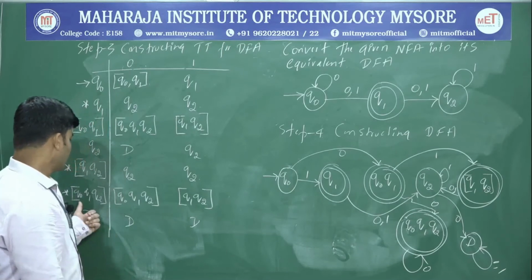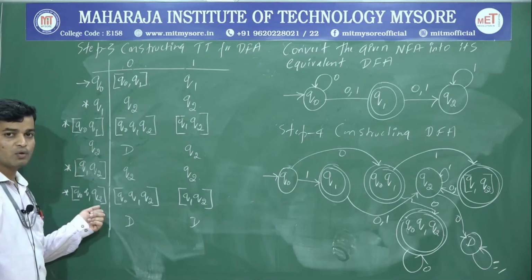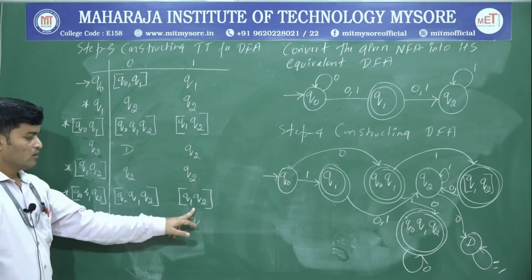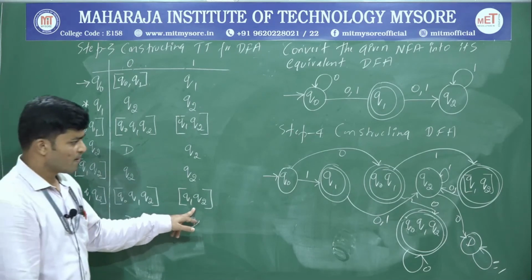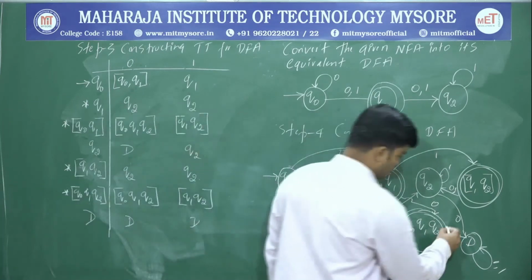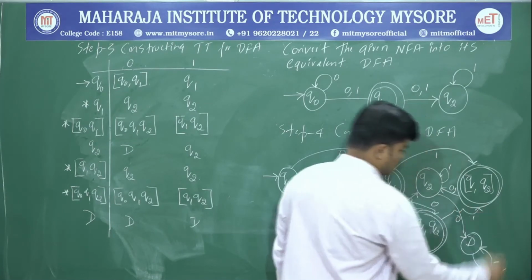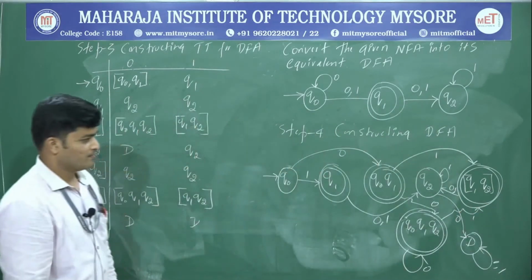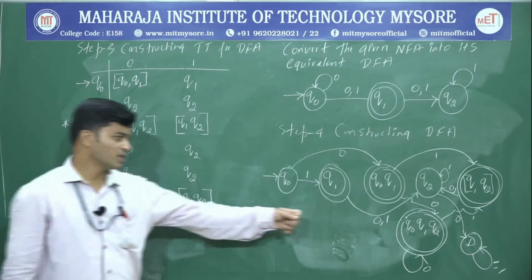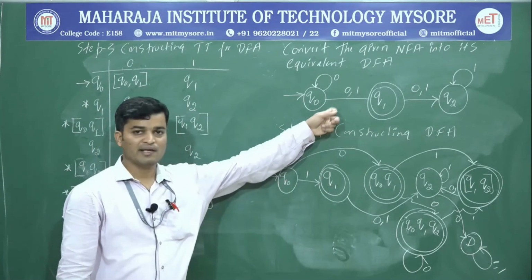What is q1, q2, q1, q0, q1, q2 upon what? 1? It's q1, q2. Okay. Upon what? 1 is q1, q2. Okay. Now this one is what you required DFA for the given NFA.